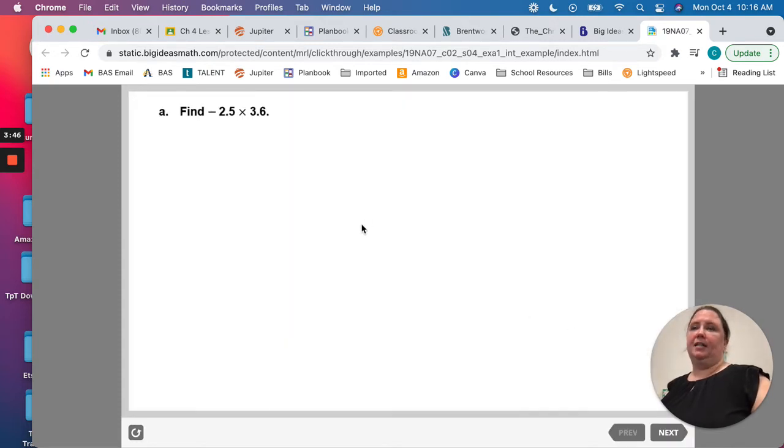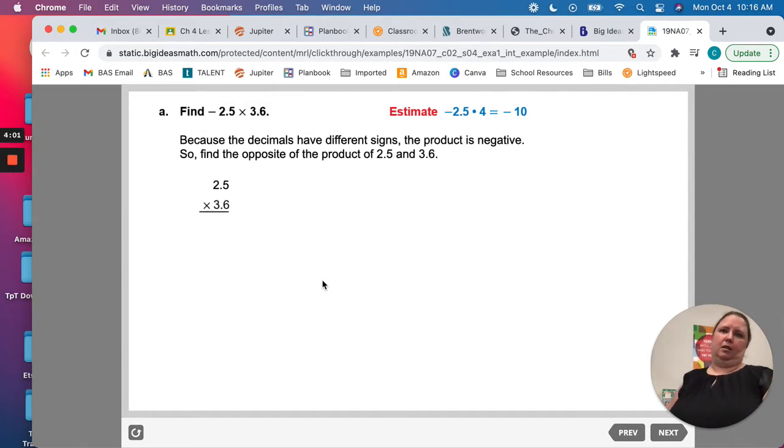We're going to find -2.5 times 3.6. Okay? So, first, negative times a positive, what's my answer going to be? Negative. It's a negative answer. Then what you have to do is just line up your decimals and multiply. So you're going to line them up vertically with the decimals lined up. Then we're going to do multiplication, how you've always done it.